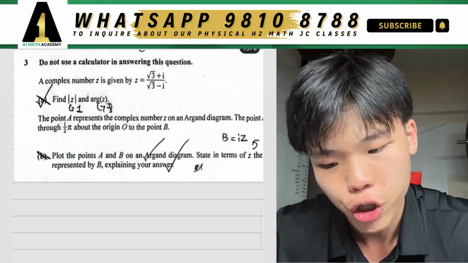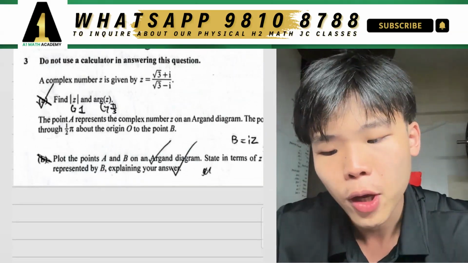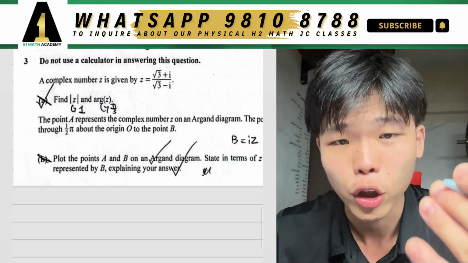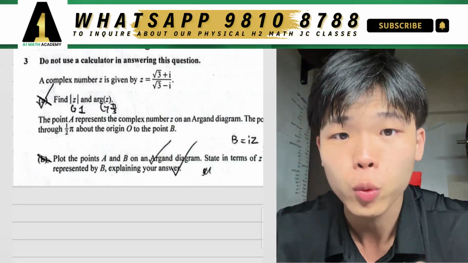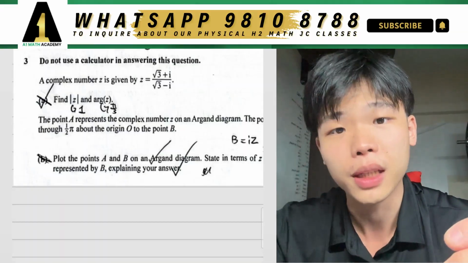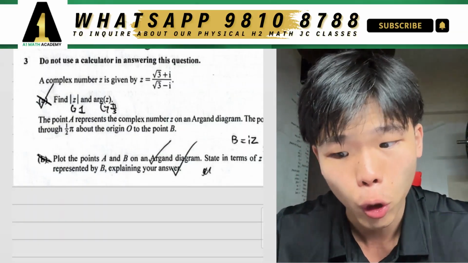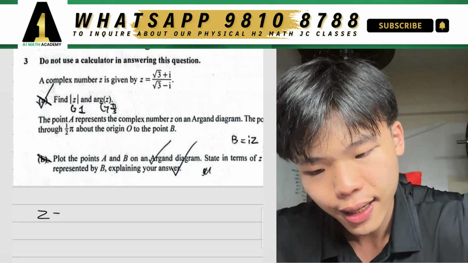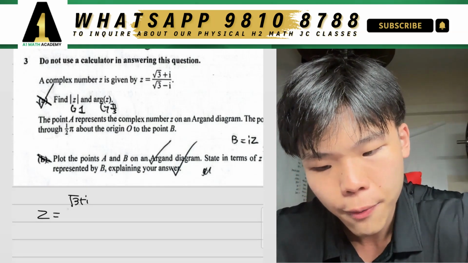Now for this question, part A is a fairly straightforward question. We are asked to find the modulus, which is the length of the complex number, and the argument, which is the angle measured from the positive x-axis in the anti-clockwise direction. So here, z is given by (root 3 plus i) over (root 3 minus i).